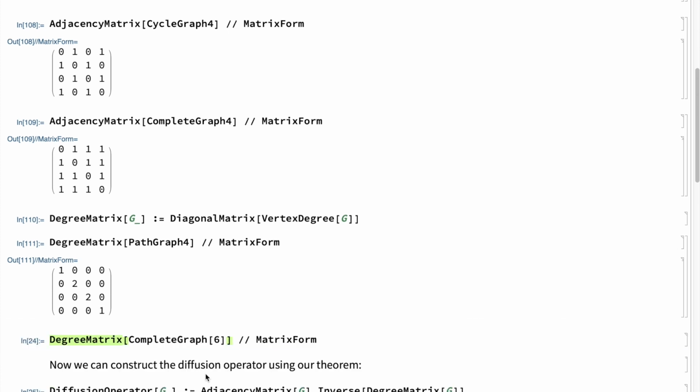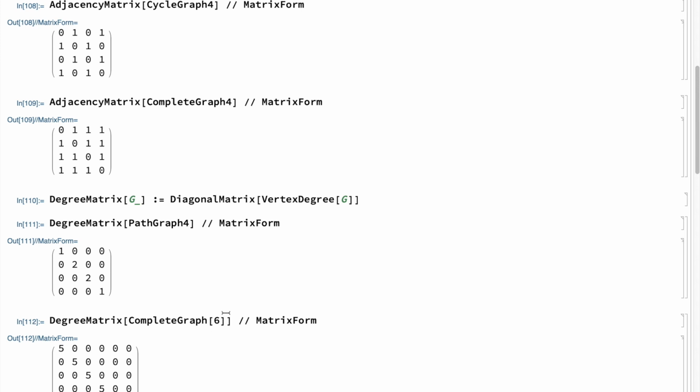For the complete graph, say with 6 vertices, each vertex is connected to 5 others, so we have a diagonal matrix of 5s. Of course, if we take the complete graph on 4 vertices, we have a diagonal matrix of 3s.